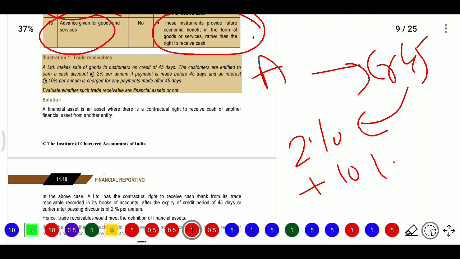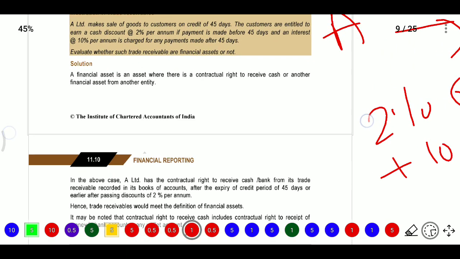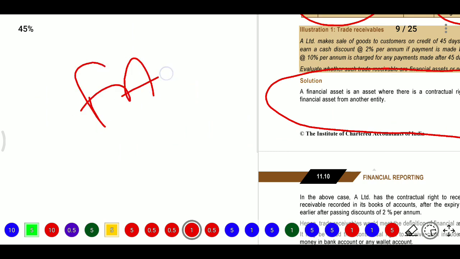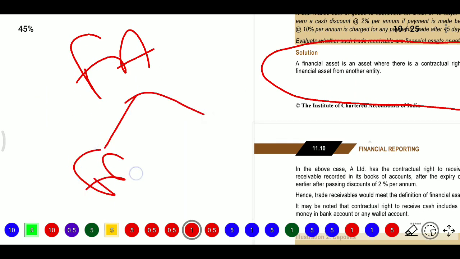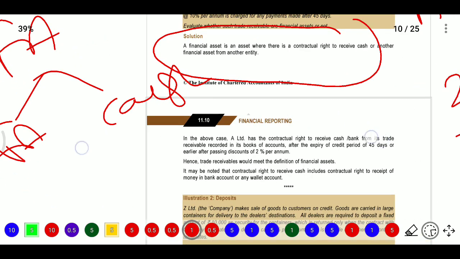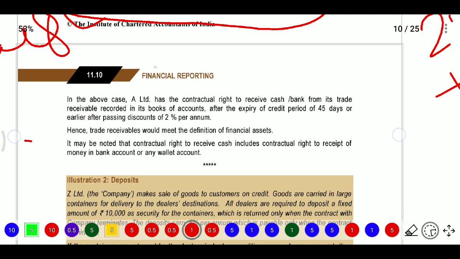So evaluate whether such trade receivables are financial assets or not. We know that trade receivables are financial assets, because a financial asset means one where there is a contractual right to receive cash or another financial asset from another entity. So simply, financial assets means we need to get cash or another financial asset from another entity. In the above case, A Limited has a contractual right to receive cash from trade receivables.